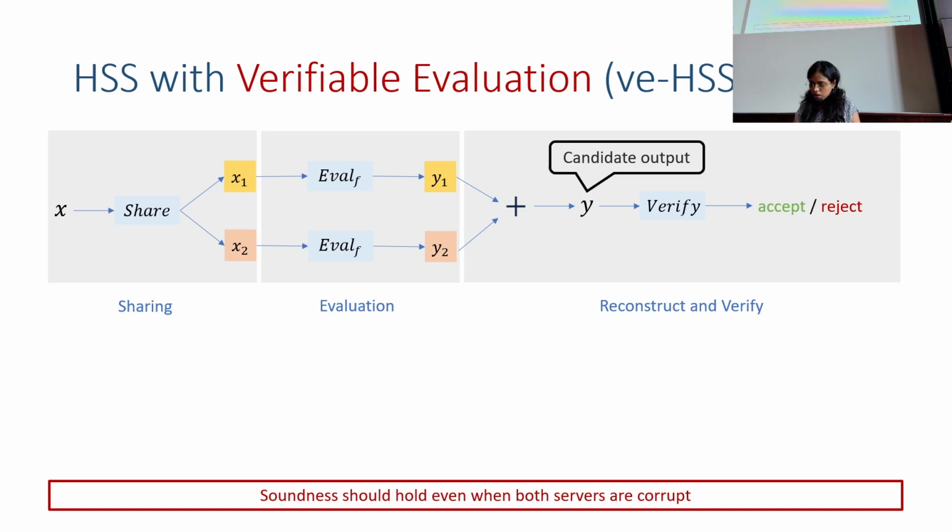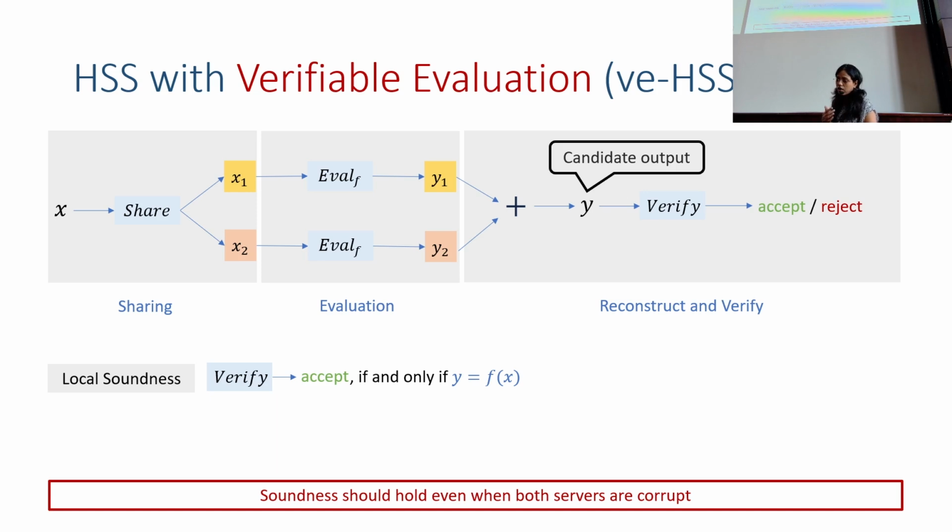So the first soundness notion that we require is local soundness, which is essentially a way to ensure the client that their secret shared input was indeed used in the evaluation of this particular function. So in other words, we say that an HSS with verifiable evaluation satisfies local soundness if verify outputs accept, if and only if Y is the correct evaluation of F on input X.